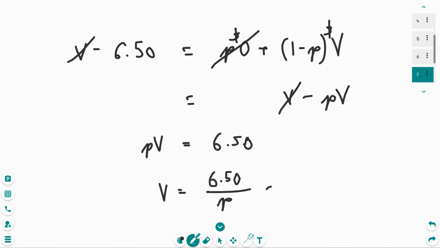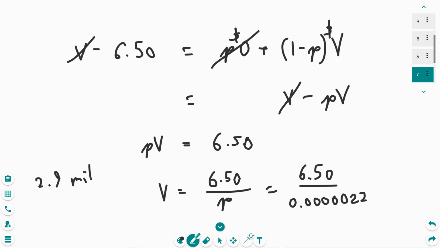Now if we plug that into this equation, we can find that this value is approximately 2.9 million. So essentially paying $6.50 per year to reduce your mortality risk by this probability P, to go from P, probability of dying, to 0 probability of dying, that's an implied value of 2.9 million.